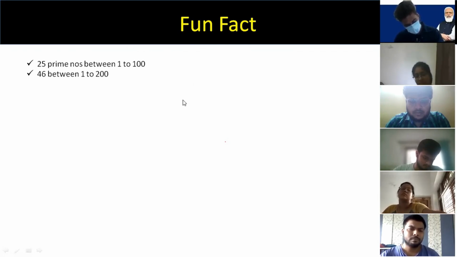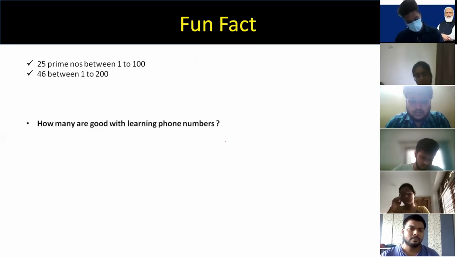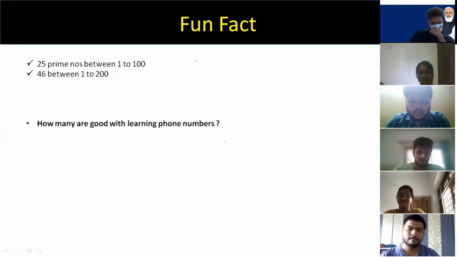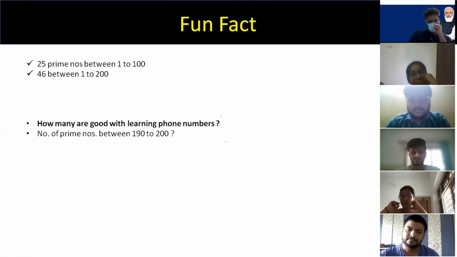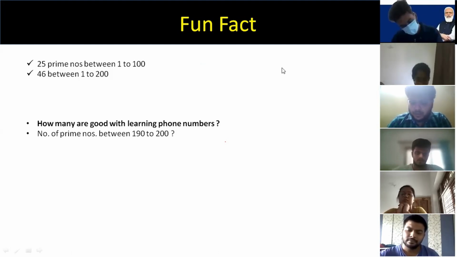Now let me ask, how many of you had a few friends who were very good with numbers? They had this habit of remembering phone numbers. So how many of those experts do we have out here who are good with remembering phone numbers? Okay. So for those students who are good at remembering numbers, and even for others, if I ask you how many prime numbers are there between 190 and 200? 3, I guess.